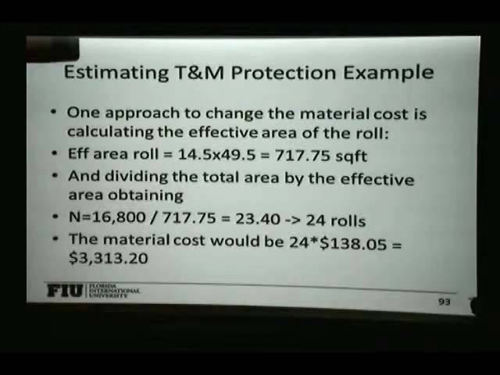Okay? The effective area of the roll that you're using is the area of the roll minus the area that you're using for the overlap. Okay? So that will give you the effective area of that roll. So you divide the whole area that you need to cover by that effective area, and that tells you how many rolls you would need to complete the installation.